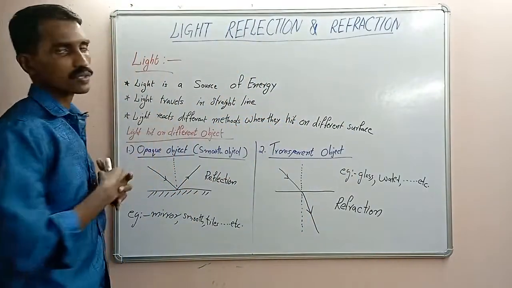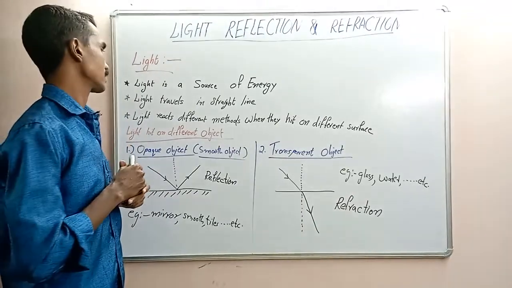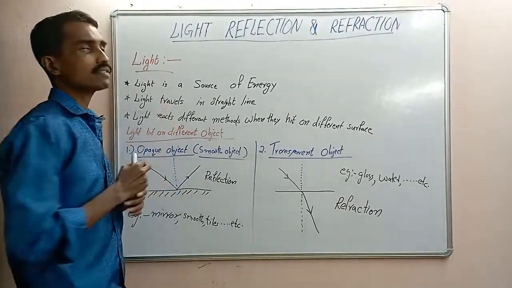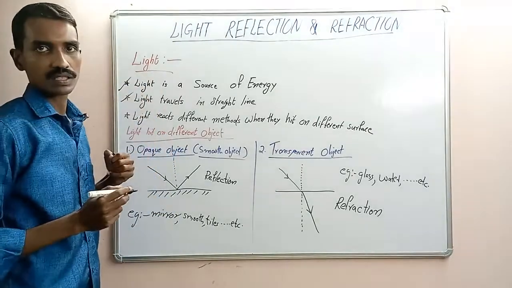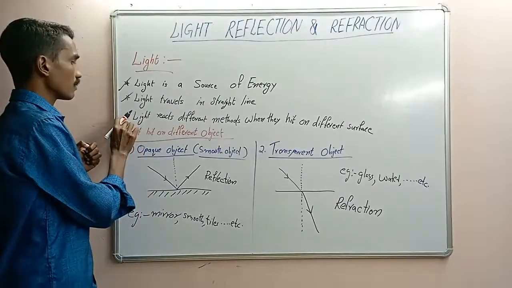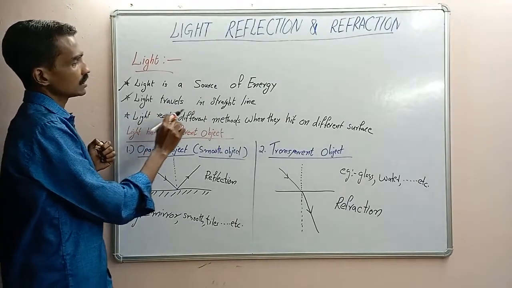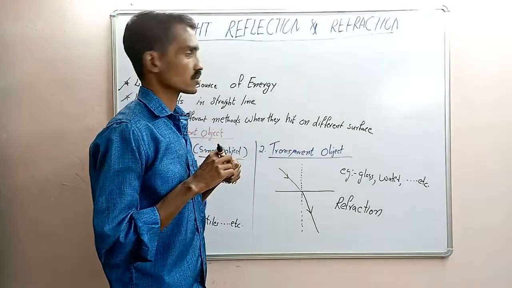Light is a source of energy. We already know that light is a source of energy, and light travels in a straight line. These two points we discussed in the earlier classes. Light reacts in different ways when it hits different surfaces.